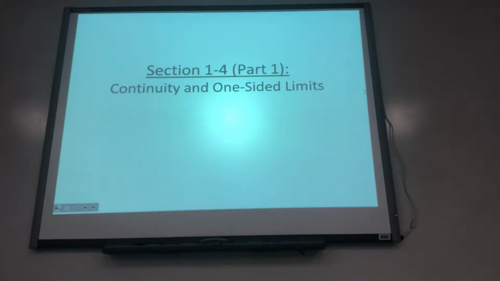One-sided limits. So there's still a little bit going on with limits, but continuity is kind of a new idea for us. So we'll probably start with that and then work our way toward the one-sided limits toward the end.